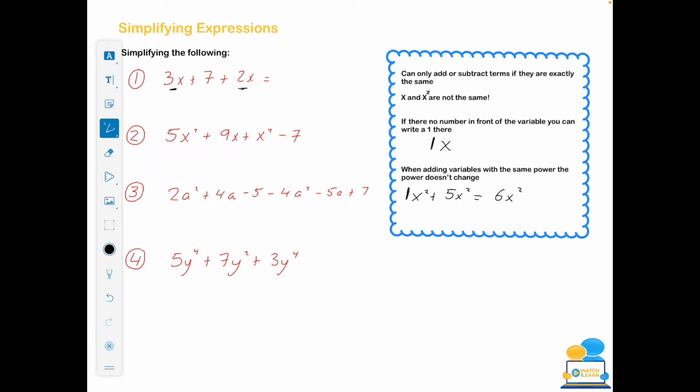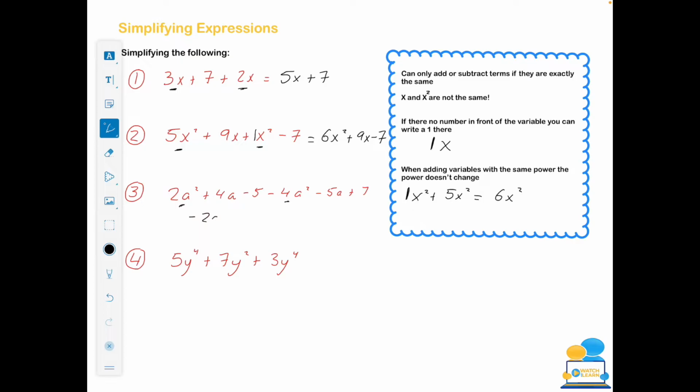Now we're going to look at the 4 examples here. 3x plus 7x plus 2x. The 3x and the 2x have the same letters with them, so I can add them. So that'll be 5x plus 7. Nothing more I can do with that. That's that expression simplified. Next one, a little bit trickier. We have 5x squared plus 1x squared. So in total we have 6x squared. We have 9x. And we have minus 7.